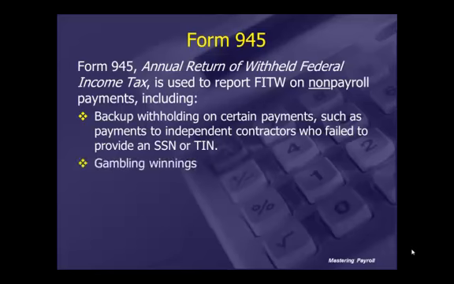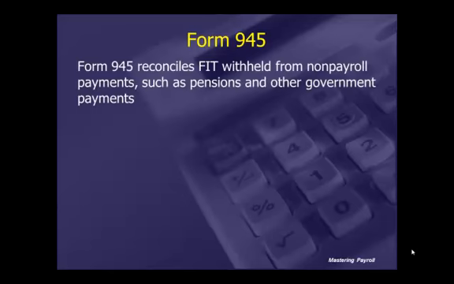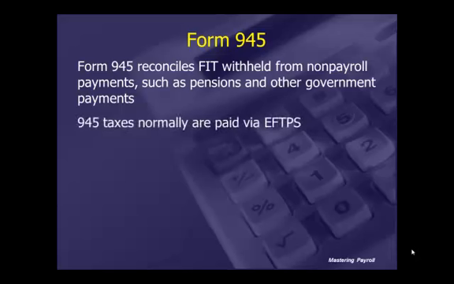Gambling winnings, pensions, annuities, and possibly interest and dividends. These are non-payroll payments, so it's when we're paying them out. Again, we're paying out gambling winnings, we're paying out pensions, annuities, and perhaps even the interest and dividends. We're paying out military retirement. Now, the Form 945 reconciles the federal income tax withheld from non-payroll payments such as pensions and other government payments.